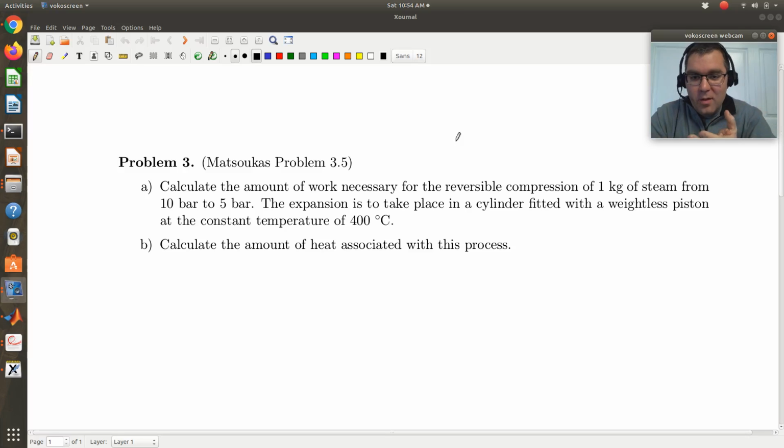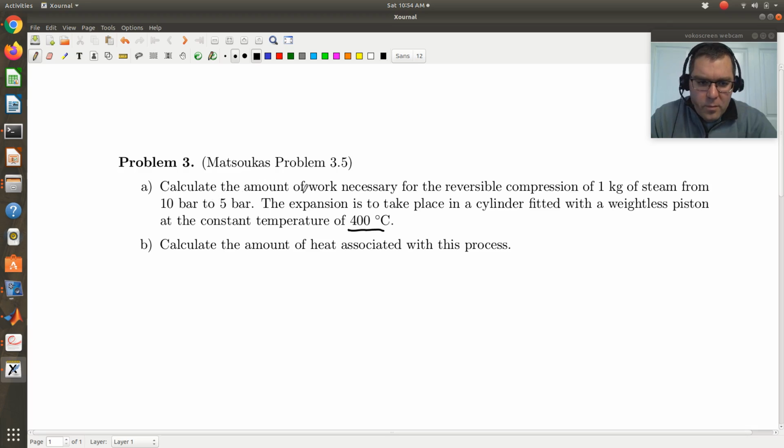All right, let's take a look at example problem 3. Calculate the amount of work necessary for the reversible compression of 1 kilogram of steam from 10 bar to 5 bar. The expansion is to take place in a cylinder fitted with a weightless piston at the constant temperature of 400 degrees C. Okay, so temperature is constant and it's 400 degrees C, and we are compressing.